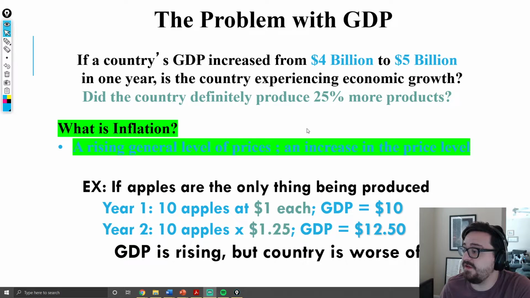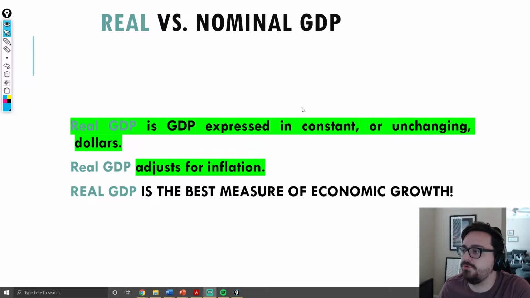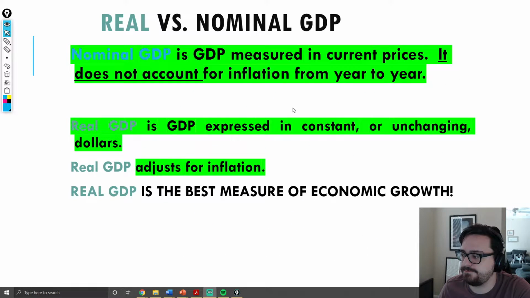So, how do we fix that? How do we correct for that? We use real GDP. So if you're looking for definitions for nominal and real, because you don't have those yet, here you go. Nominal is measured in current prices. It doesn't account for inflation from year to year. Real GDP is expressed in constant, unchanging dollars.